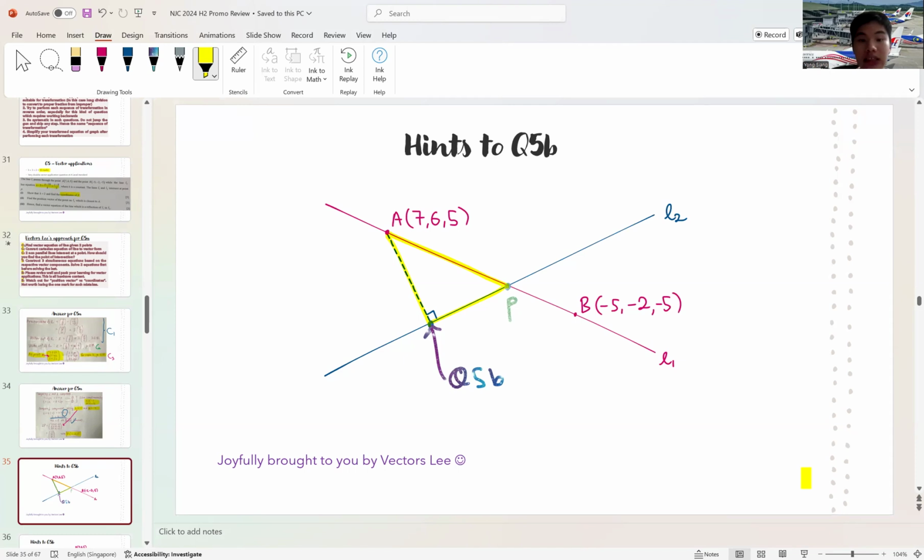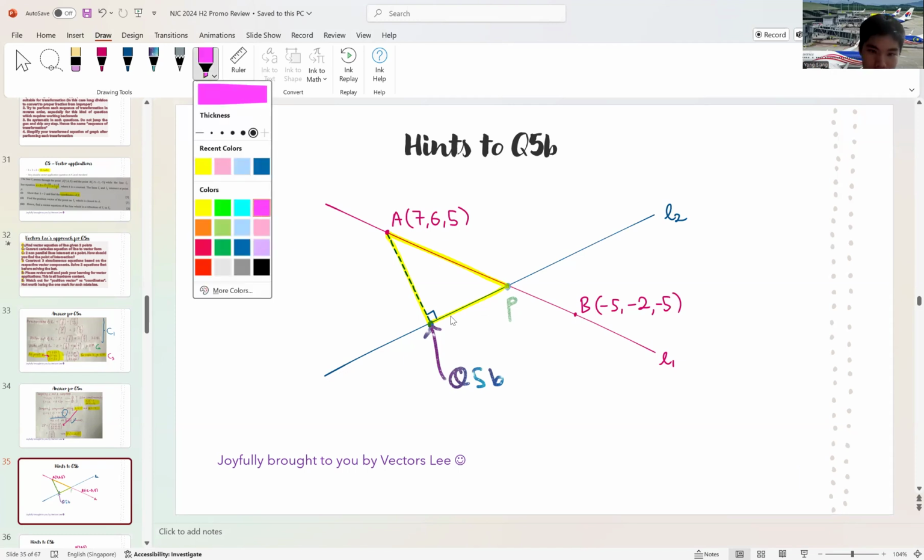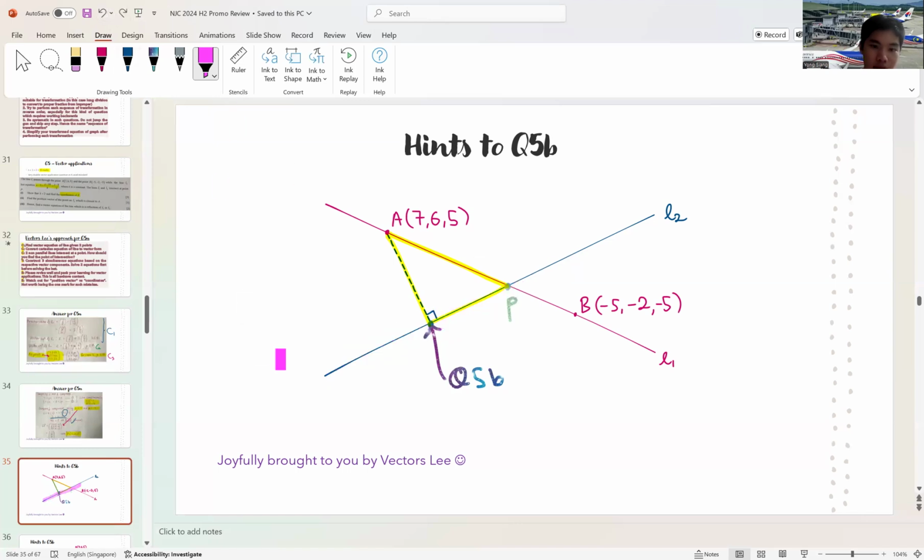Number one, the question already states it lies on L2. Because it lies on L2, this perpendicular distance point should be somewhere around here. And moreover, it is closest to A. That means the perpendicular distance from A to a point on L2 should be the shortest. Let me say again, the perpendicular distance from A to a point on L2 should be the shortest.